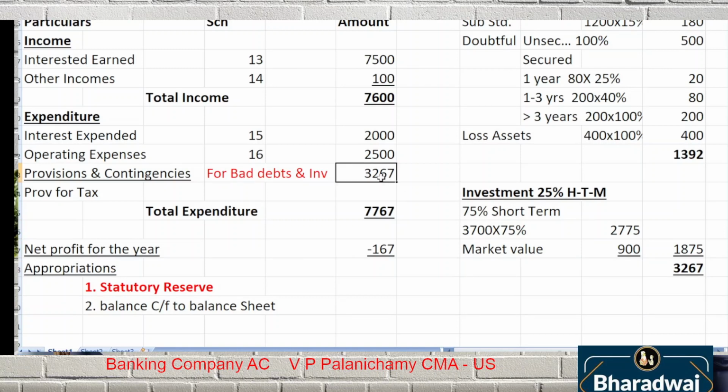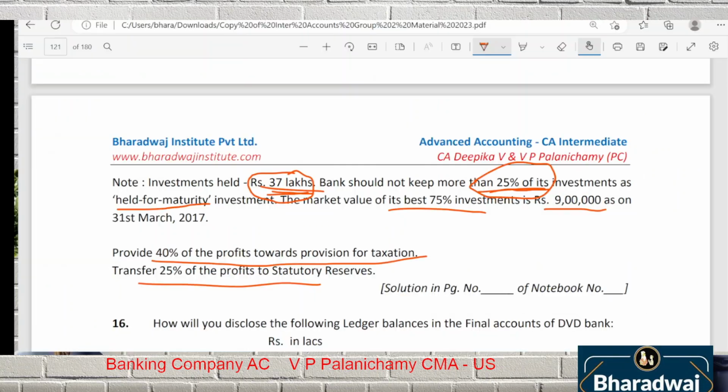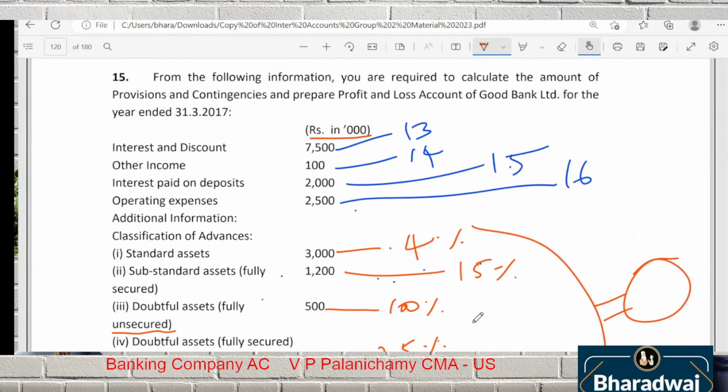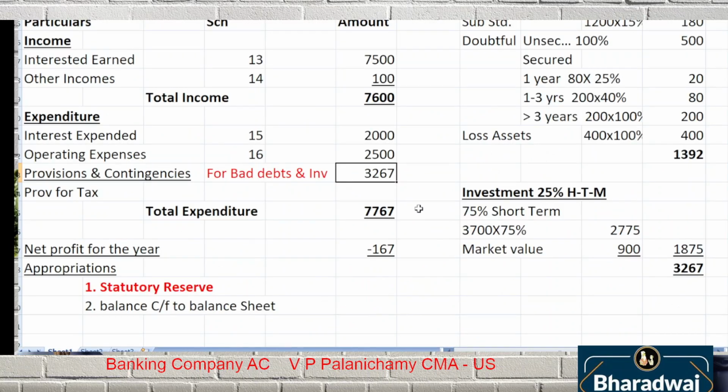If you look at total of income, it is less than total of expenditure. So net profit is a loss actually. So no provision for tax. Only when there is a profit we have to provide for tax. Here it is a loss, so no need to provide for tax. Thank you for correcting. Okay, it is 2775 minus 900, 1875 thousands.